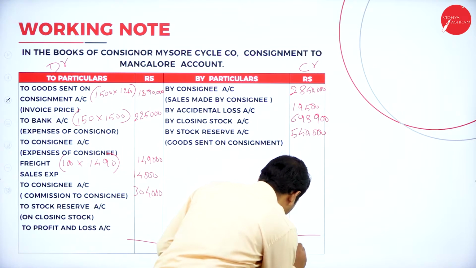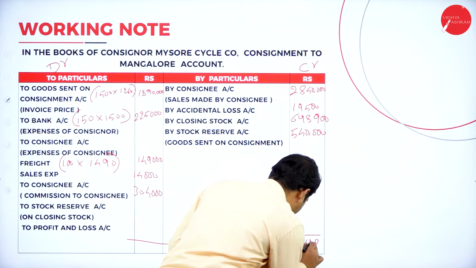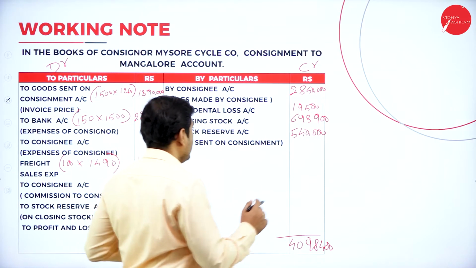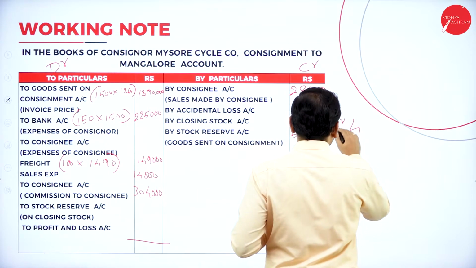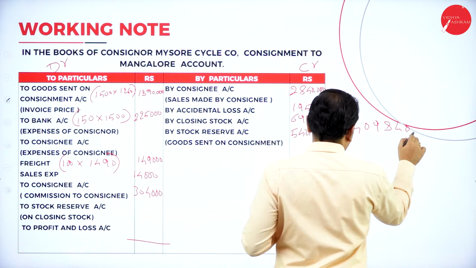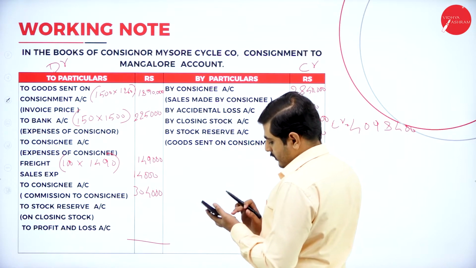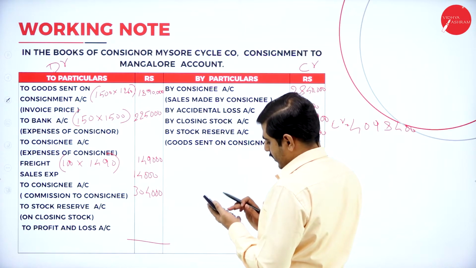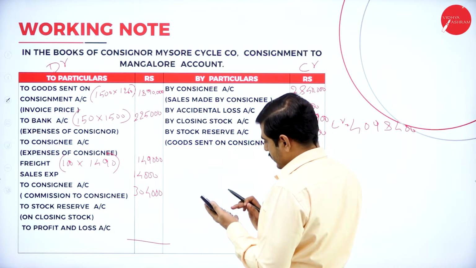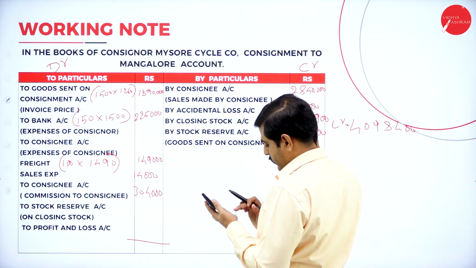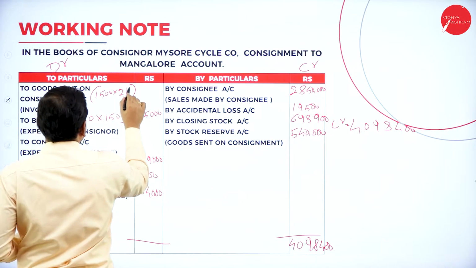So total value is 40,98,400. So which is more? Let's calculate here. The credit side is 40,98,400. Let's add the debit side: 18,90,000 plus 2,25,000, 1,49,000, 14,000, 3,04,000. So this is 2,160.